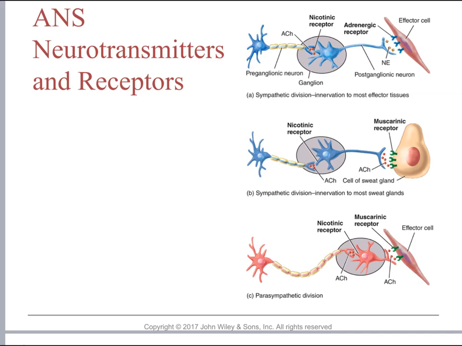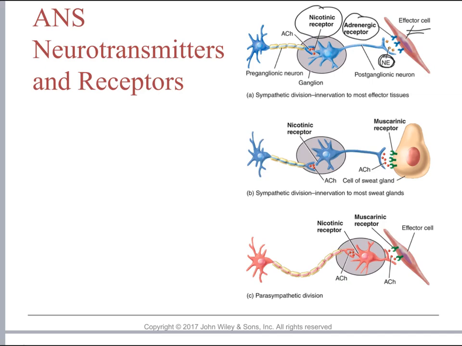So right here at the preganglionic neuron, we see a nicotinic receptor being stimulated by acetylcholine, which is going to activate that postganglionic neuron to secrete norepinephrine, which will bind to the adrenergic receptor on the effector cell. And we know it's adrenergic because it is responsive to adrenaline or norepinephrine.